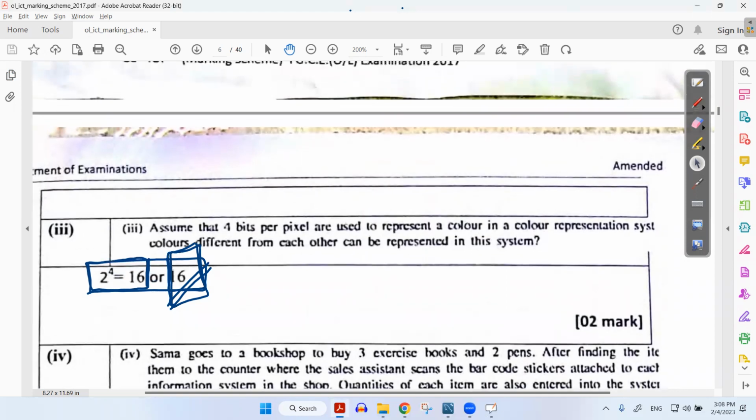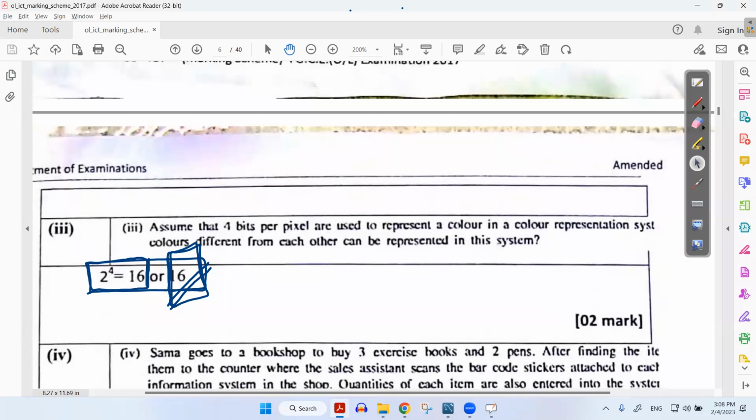Okay, so for writing the answer as 16 or showing 2 to the power 4 equals 16, you are given 2 marks.